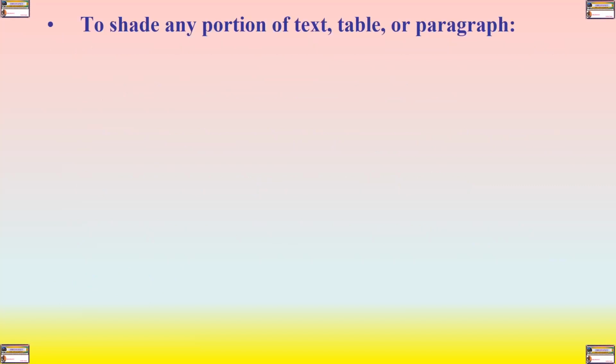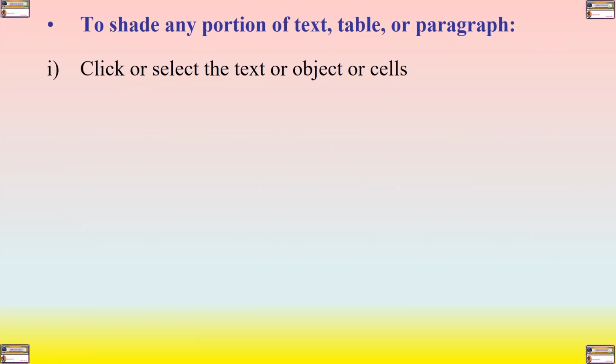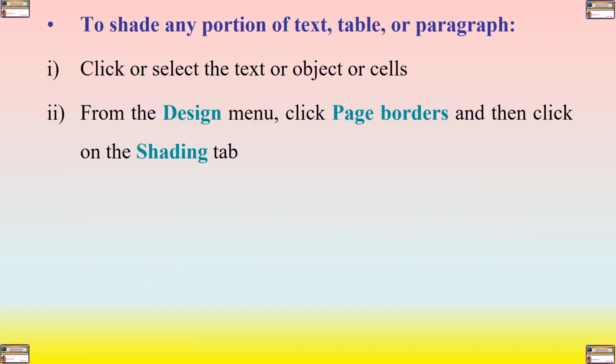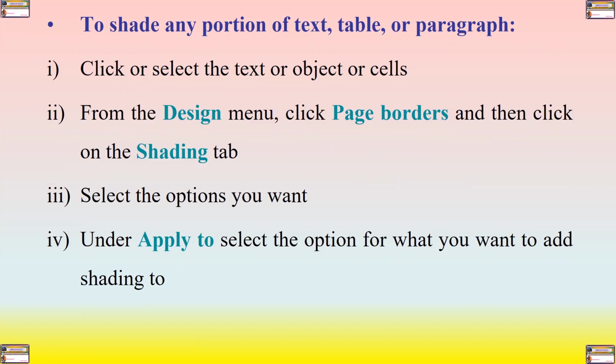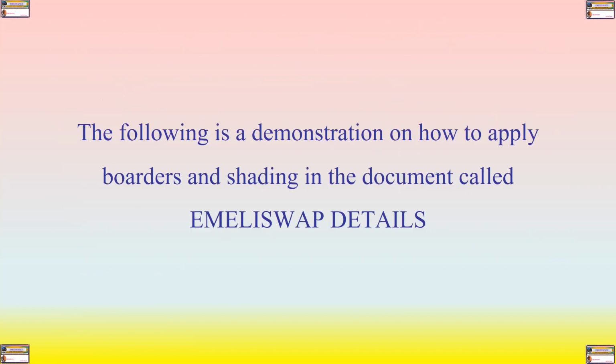To shade any portion of text, table, or paragraph, you select the text or objects or cells. Then from the Design menu, you click Page Borders and then click on Shading tab. Then select the options you want and apply to select what you want to add shading to. And then once you are through, click OK. So the following is a demonstration of how we can apply borders and shading in our document called Emily Swap Details.